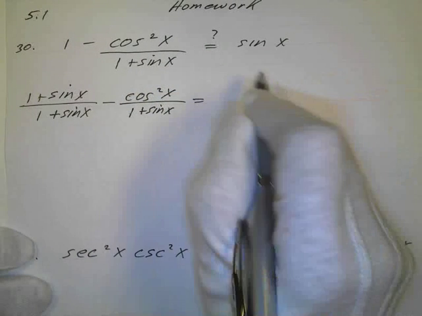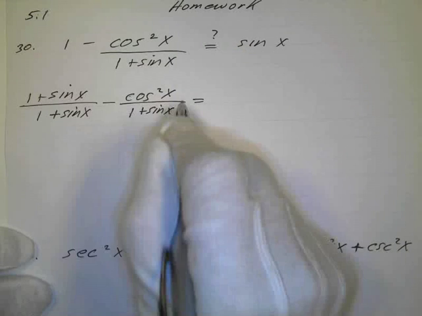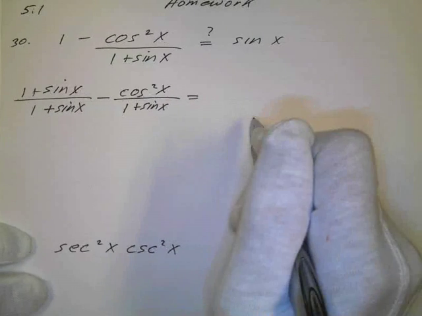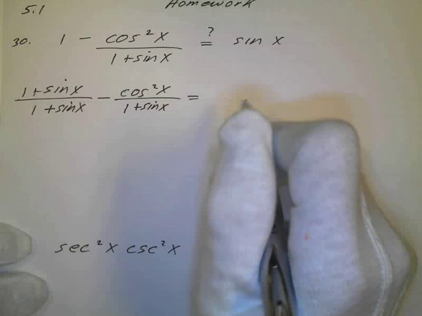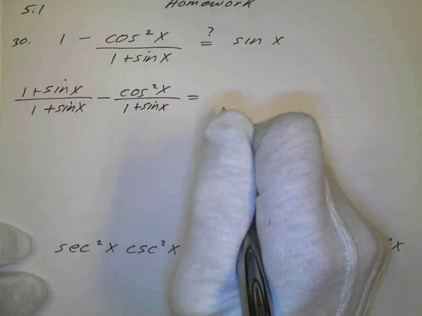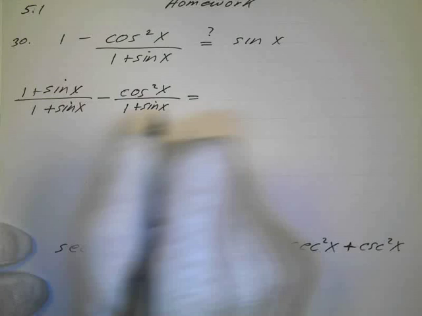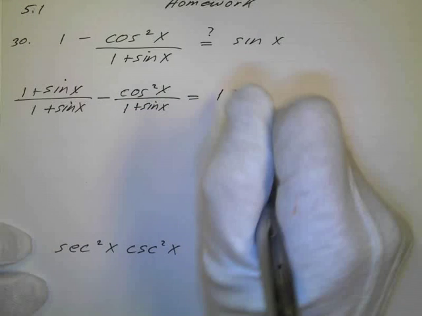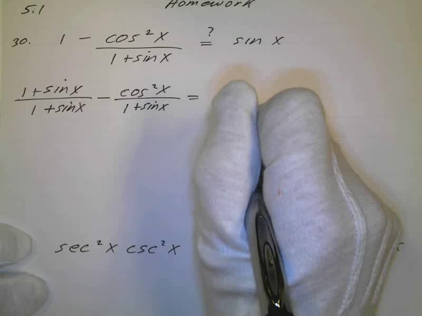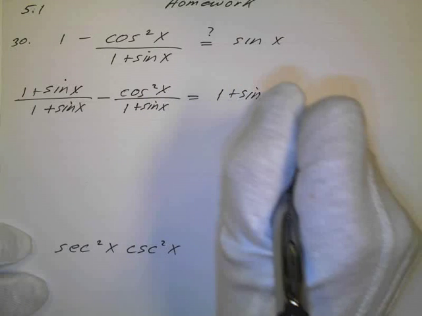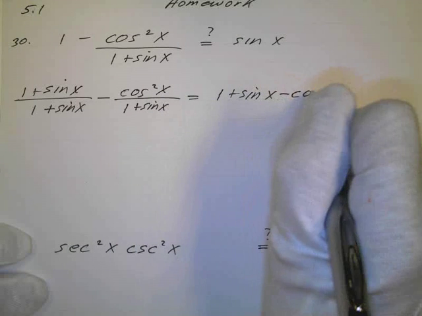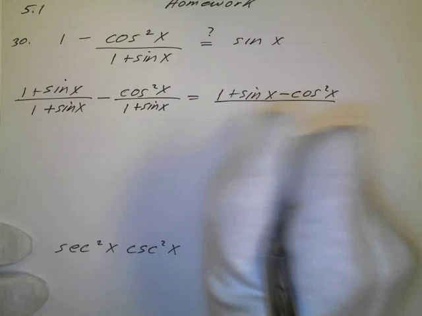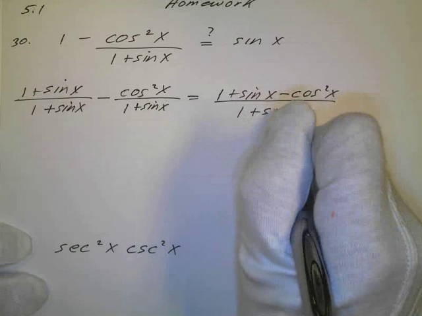I'm going to continue this over here, so this is not this side. This is continuing over here. Just save space rather than writing it down using a whole sheet of paper. Hope that's okay. So what does this equal? This equals, I can put this all over a common denominator. So this would be 1 plus the sine of x minus the cosine squared of x all over this 1 plus the sine of x.